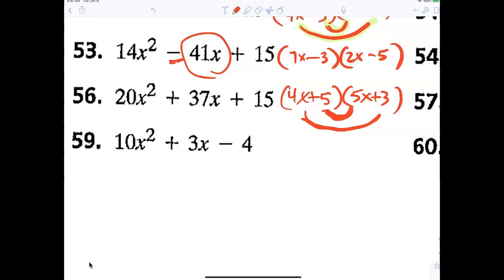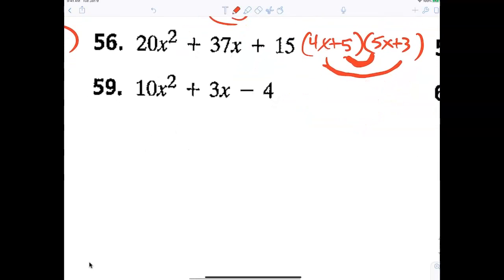All right, last one. Let's give it a shot. 2 sets of parentheses here. What do I want to break 10 down to? 5x and 2x. Now 4. Can I break 4 into 2 and 2? No, so it has to be 4 and 1. Where would the 4 go? On the left, because it can't go with the 2. 1 would have to go on the right.